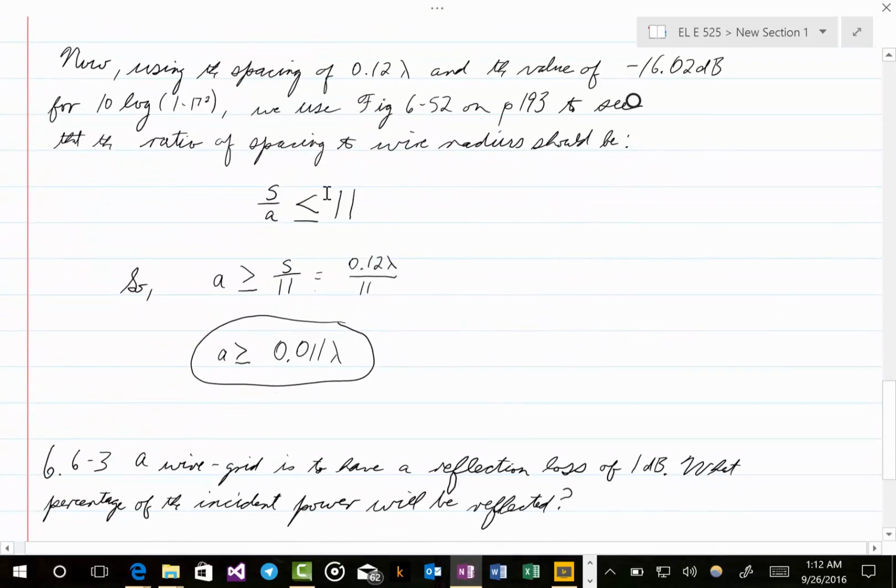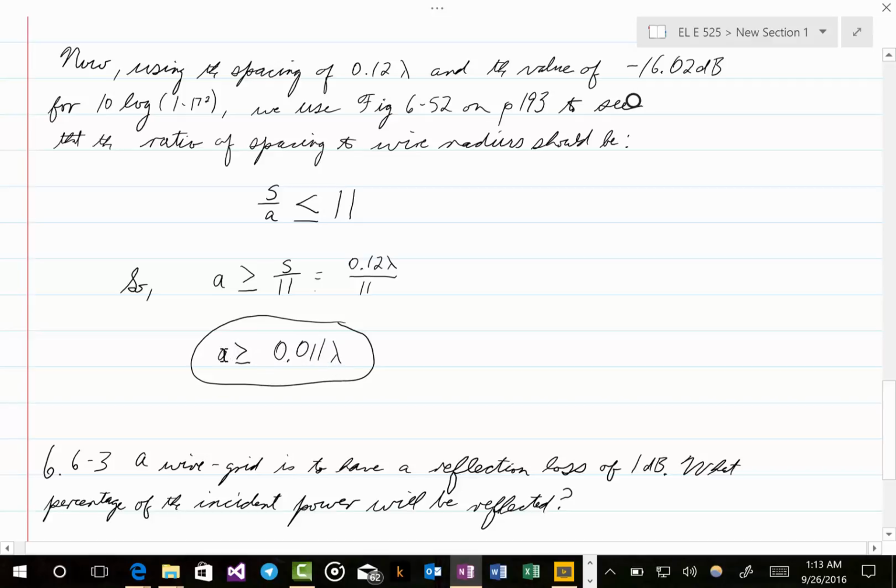But if S over A then is less than or equal to 11, we multiply each side by A and divide each side by 11, and so we get A is greater than or equal to S over 11. S again is the spacing, which is 0.12 lambda, and so the radius that we want, A, is greater than or equal to 0.011 lambda.